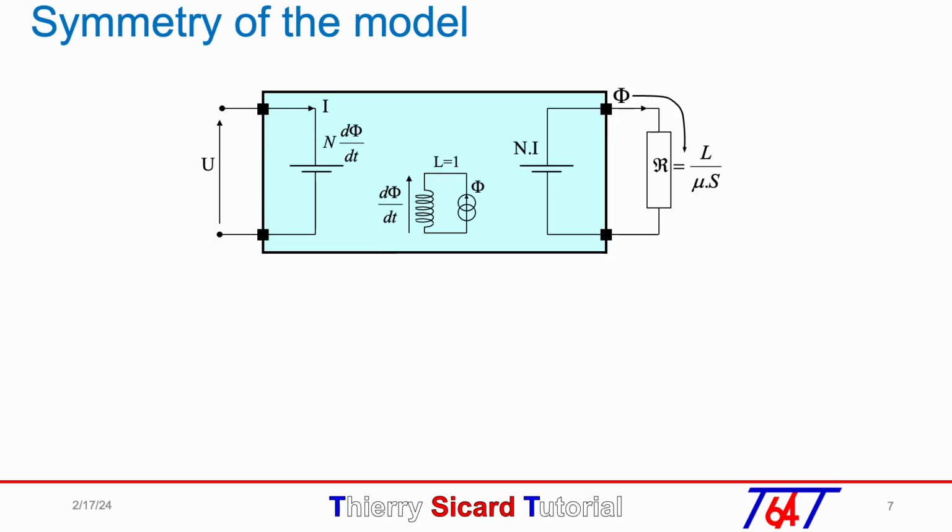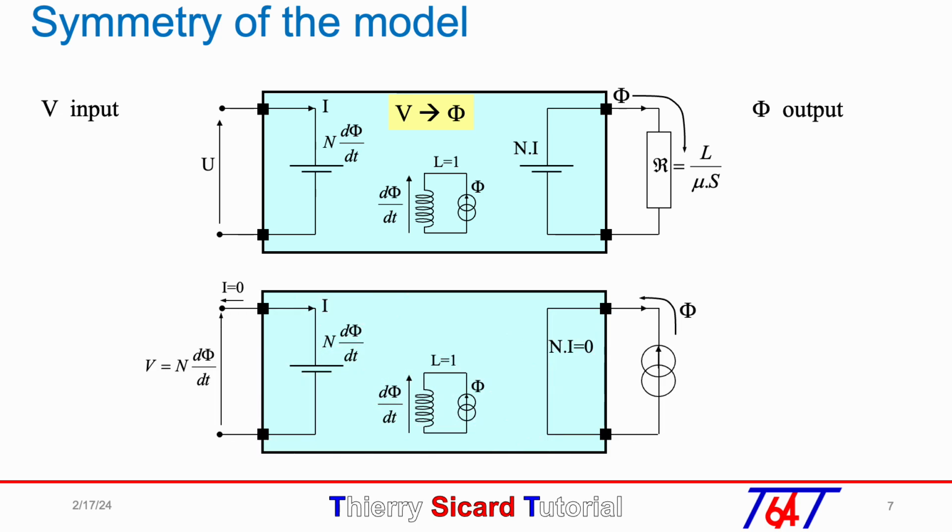This inductor physical model works on both sides. If we use the electric side as an input, we force a voltage or a current and we get a magnetic flux on the magnetic side of the model. Now, if we use the magnetic side as an input by forcing a magnetic flux, the electrical side will provide a voltage proportional to the magnetic flux variation.